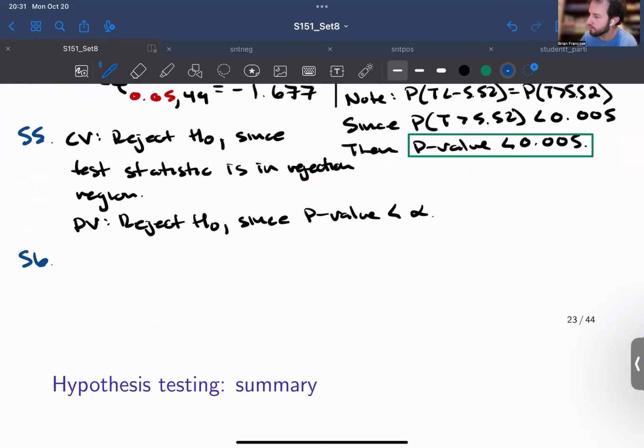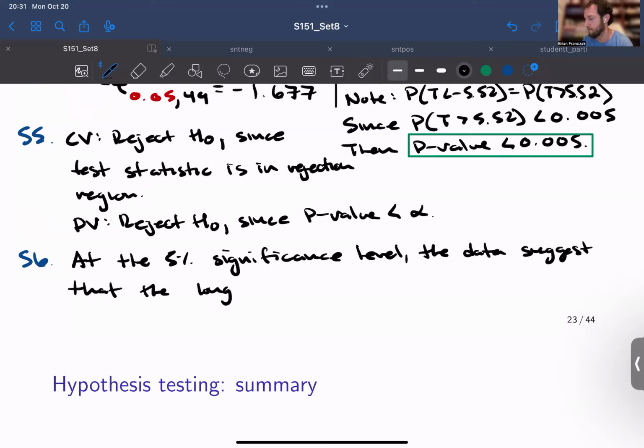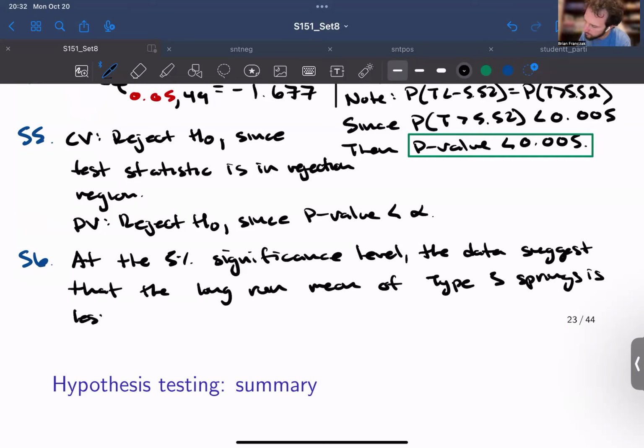So then on step 6, we can say at the 5% significance level, the data suggest that the long run mean of type 3 springs is less than 2.63.